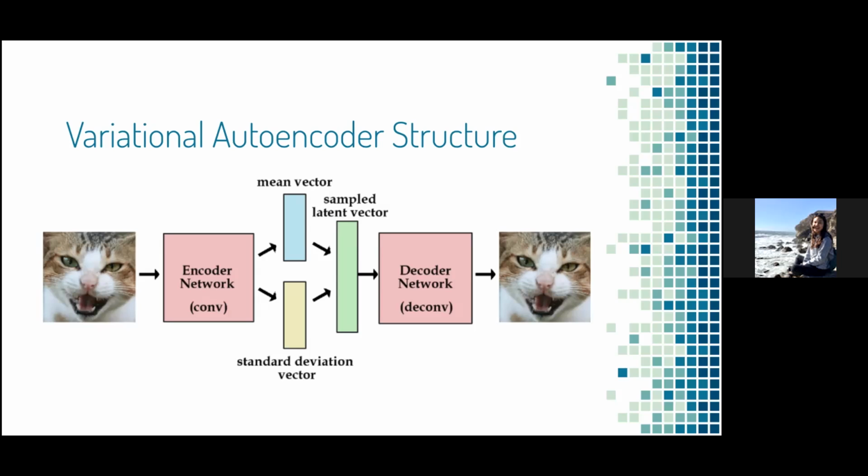I don't really understand the difference between the normal autoencoder and the variational autoencoder. Is it one type, or is it the same thing but just with more detail?